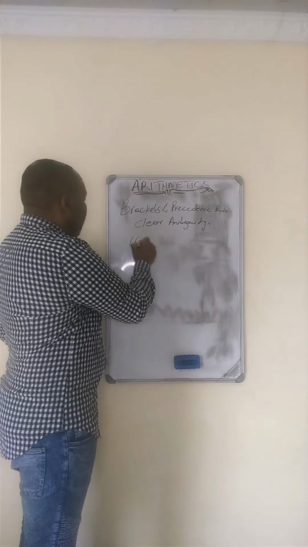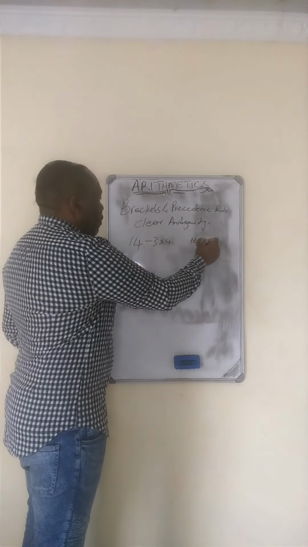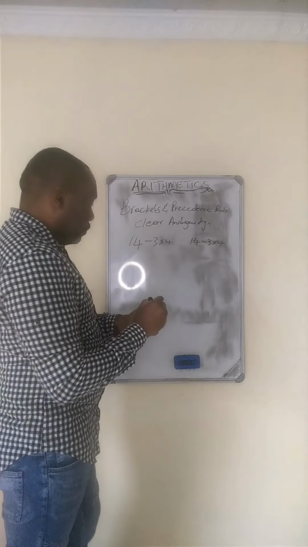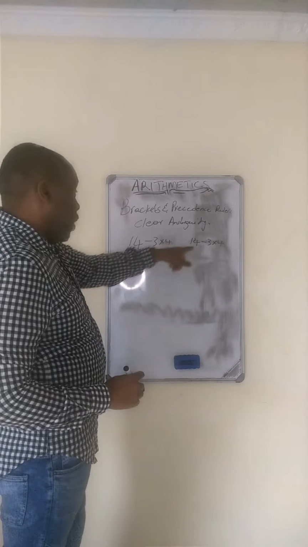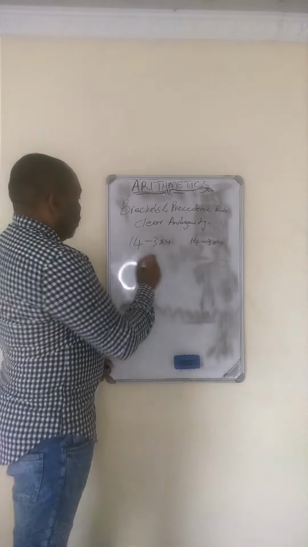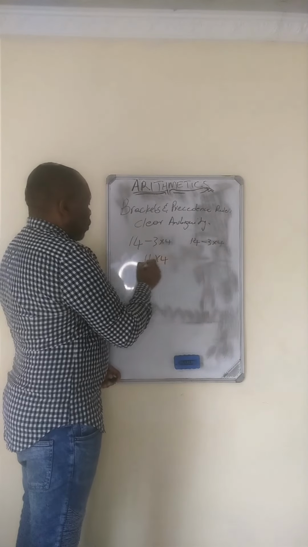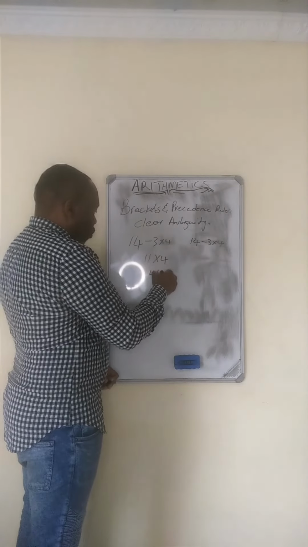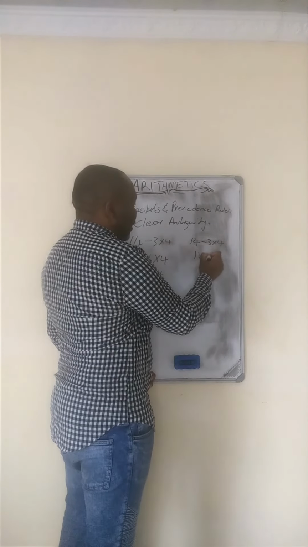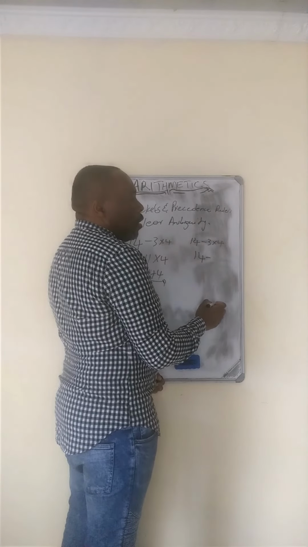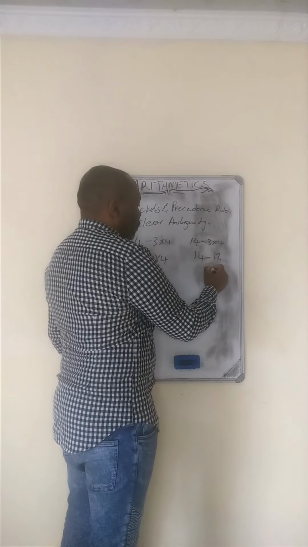Let's say 14 minus 3 times 4. Let me put another 14 minus 3 times 4. Right. So let's start. 14 minus 3 is 11, times 4. 11 times 4 is 44. Right. We say 14 and then we say minus 3 times 4 is 12. 14 minus 12 is 2.